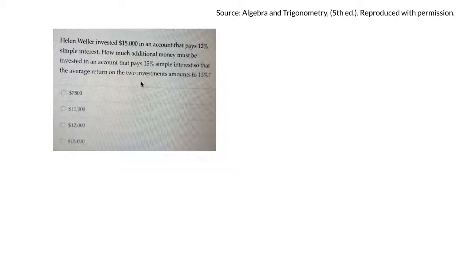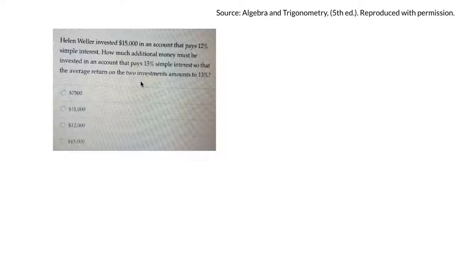All right, here's a worded question where you've got to use interest to figure out, I guess, a linear function in order to figure out this question. So you have a $15,000 account that pays 12% simple interest. How much additional money must be invested in an account that pays 15% so that the average returns on the two investment amounts to 13%?